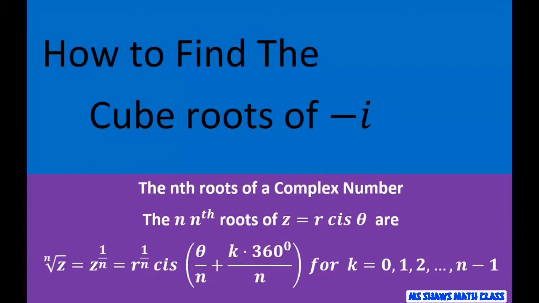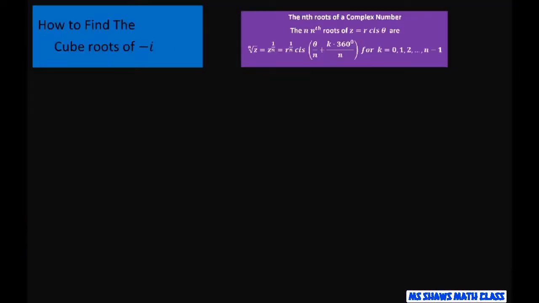Everyone, this is a video on how to find the cube roots of negative i by using our complex numbers, roots of complex numbers, and this formula here. So we'll get started. The first thing I want to do is write this in polar form. Since we want to find the cube roots, we're going to write this as z cubed equals negative i.